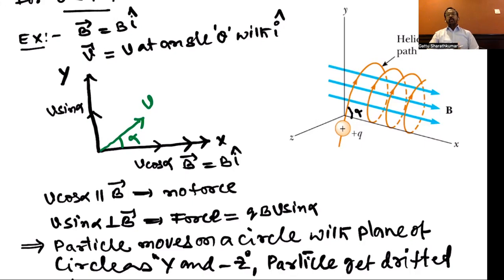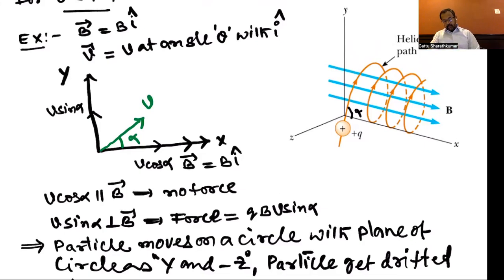So it will be moving in a circular path, and that circle is confined in the Y and negative Z plane, and it will also get drifted along the X axis due to V cos alpha. So it will have three components of velocity and three displacements: two displacements for its motion in a circular path in the Y and negative Z plane, and one displacement for its drift along B bar. So three displacements, three velocities. We'll try to find out those three also. This is how it will move on a helical path.